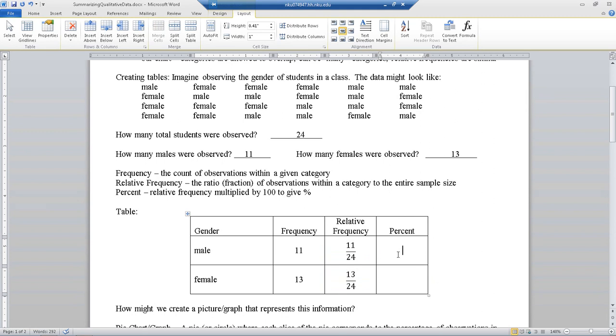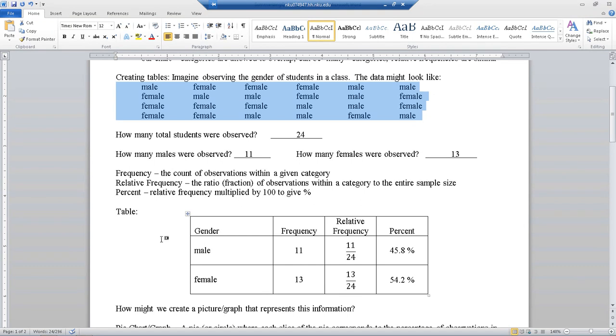Okay, now the percent, what I would do is pull my calculator out. I would take 11 divided by 24 times 100 and hit equals. And then I'm going to round that off to the 10th digit. So in this case, I get 45.8%. And then for the females, 13 divided by 24 times 100 would be 54.2%. Okay, so this is what I would do to sort of summarize my data. So I went from a list of 24 different observations down to a table that had the different outcomes, male and female, and then either the frequency, relative frequency, or percentage.